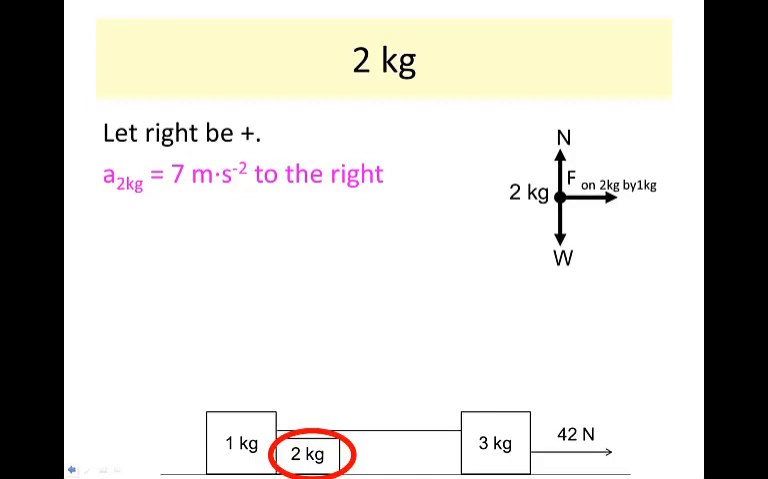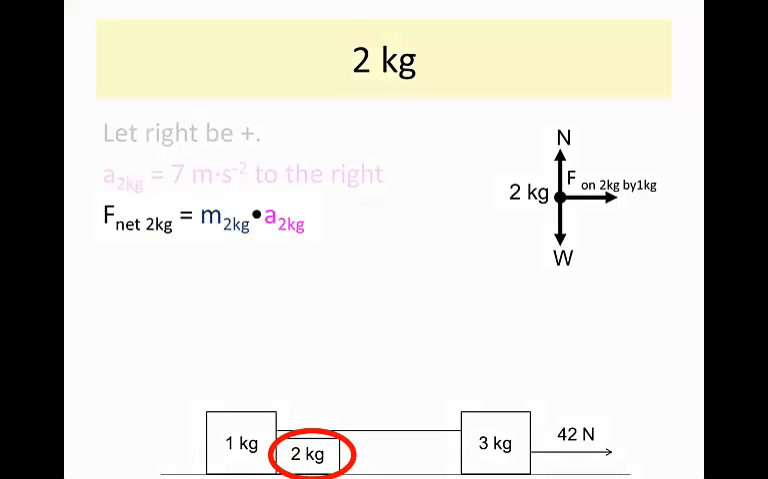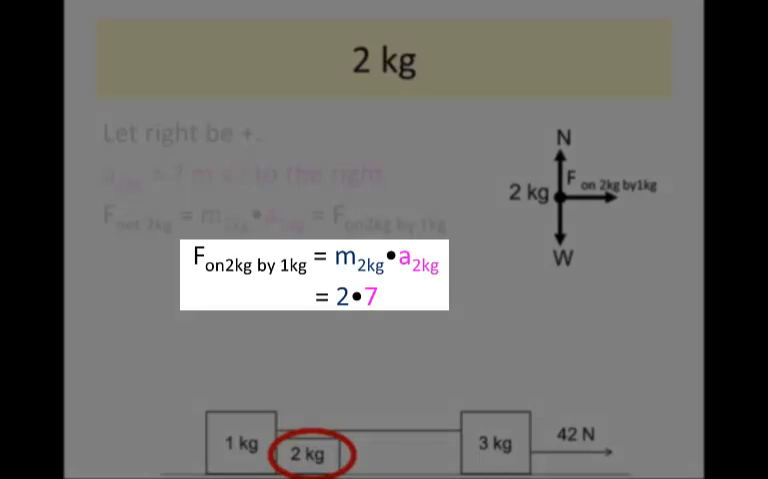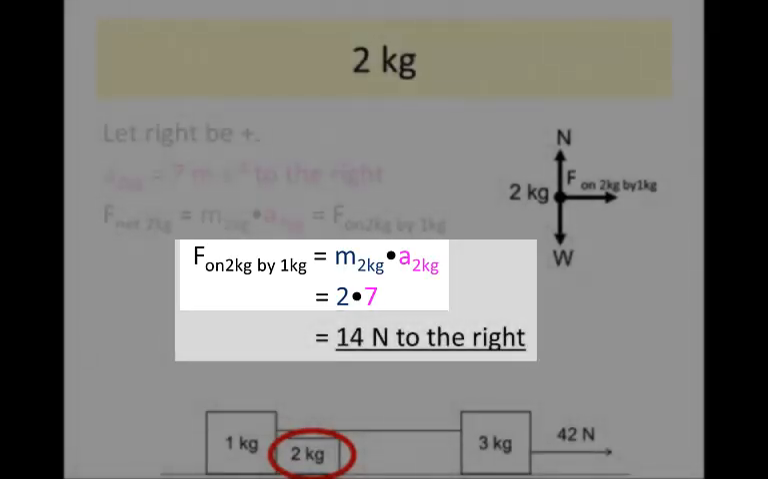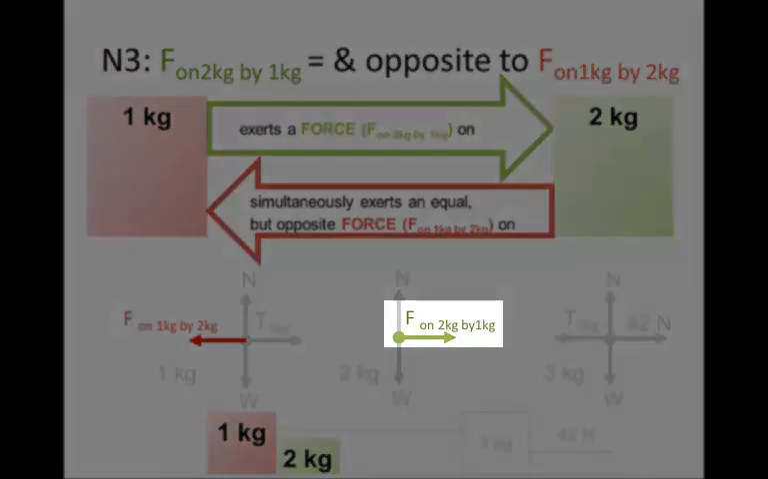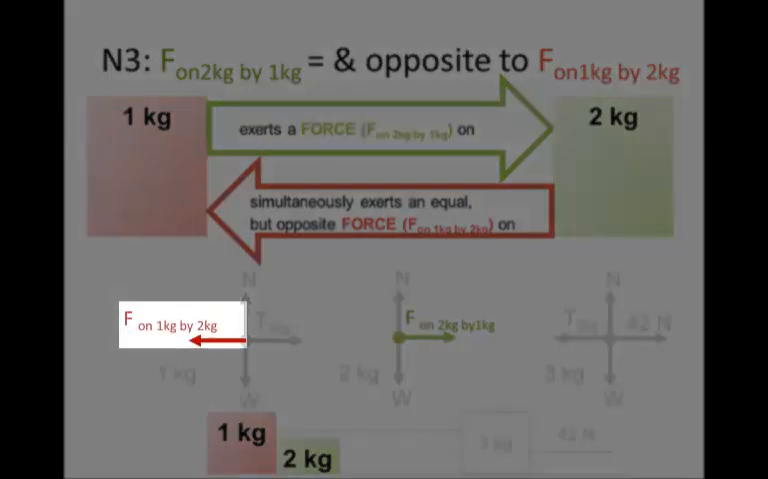And we use that fact to find out, well, what is the magnitude of the force? Because we know that that force is causing an acceleration in accordance with Newton's second law. Fnet equals ma. Fnet is the force we're trying to find out, F on 2 kilogram by 1 kilogram. We know m, it's 2 kilograms, and we know a, 7 meters per second squared. We simply substitute and we find our answer, 14 newtons to the right. So the 1 kilogram is exerting 14 newtons to the right on the 2 kilogram. And so we also know that the 2 kilogram object is exerting 14 newtons, but now to the left, on the 1 kilogram body.